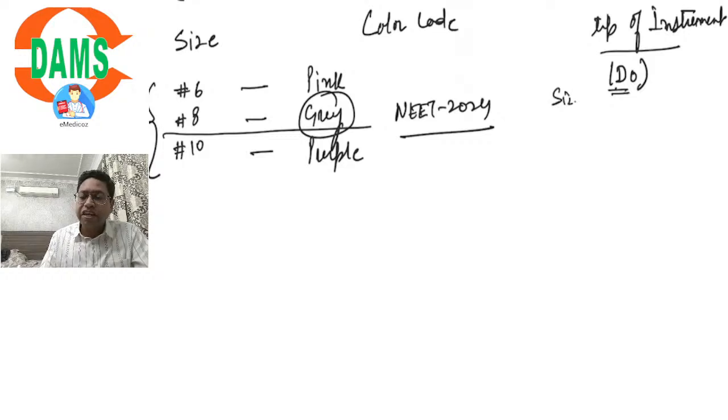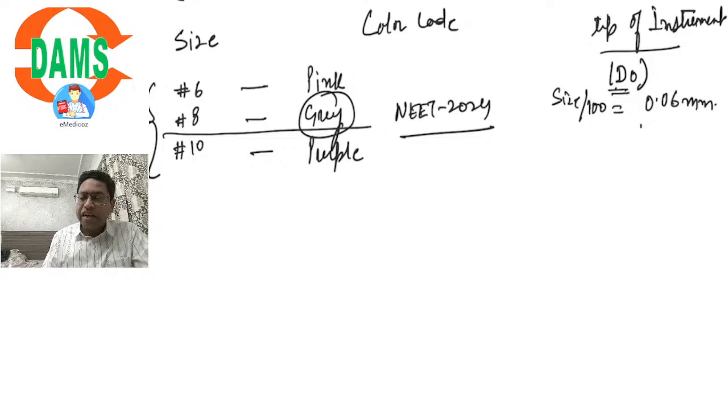Simply divide the size by 100, you would get the D0 in millimeters. So if I talk about number 6 instrument, what would be the diameter at the tip? 0.06 millimeters, isn't it? Size divided by 100. So what does the size of an instrument indicate? It indicates the diameter of that instrument at the tip, and that diameter we call D0.